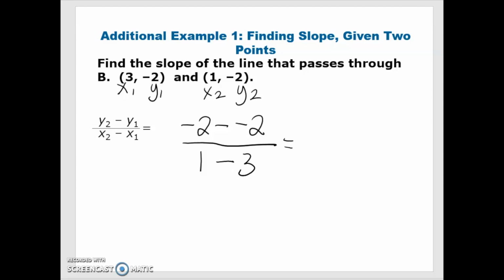Okay, I've got this double negative. So remember, when we see that double negative, we're going to keep change, or we're going to take the opposite, whatever strategy you've learned to help you remember that. So this is the same as negative 2 plus 2 over 1 minus 3. Now, negative 2 plus 2 is 0 over negative 2.